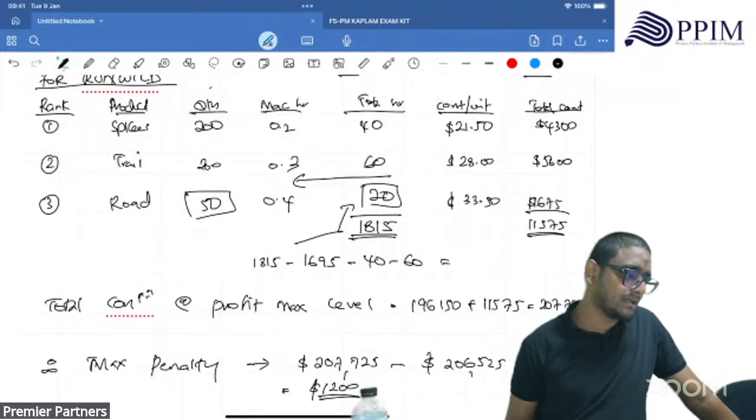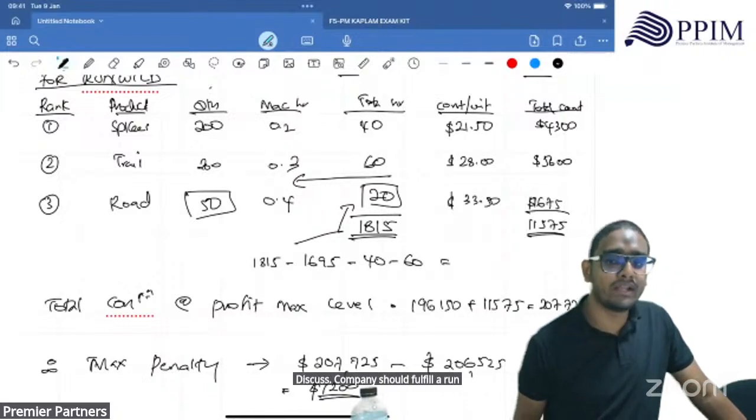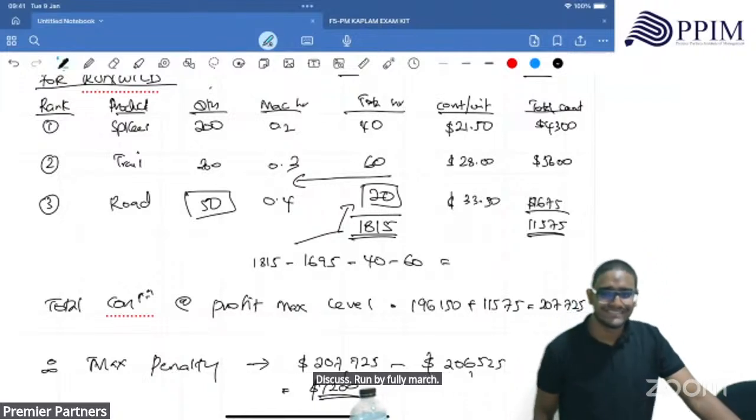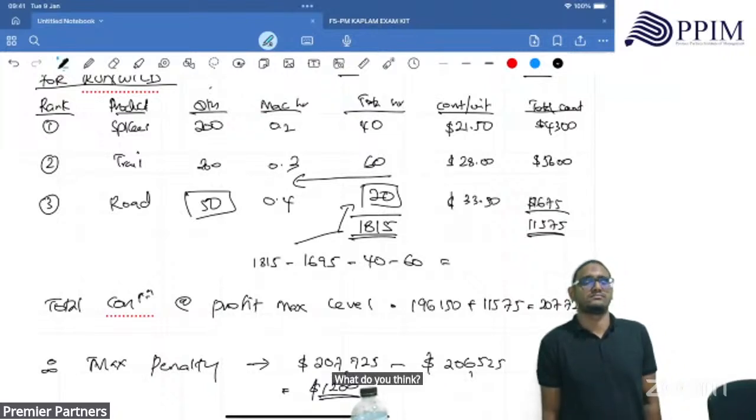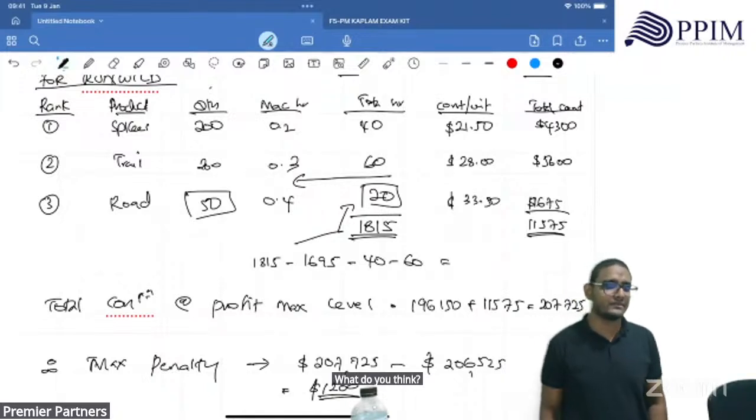Look at part C. Discuss whether the Belarusian company should fulfill Runwild's order in full in March. What do you think? Yes, why?